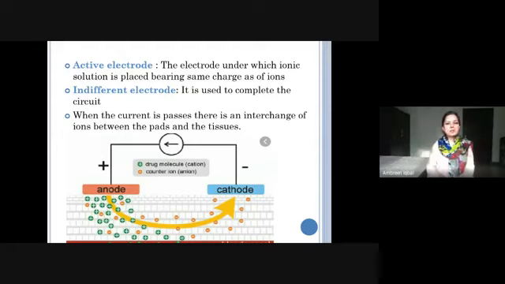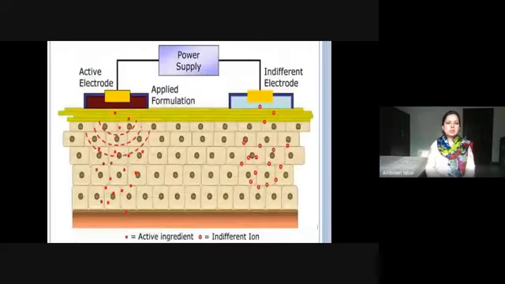So when the current is passed, there is an interchange of ions between the pad and the tissues. This is again a picture just to show you. This one is your active electrode. You are going to place the same kind of charges under the electrode, and this one is your indifferent electrode, the one that is opposite in polarity, and it is going to complete the circuit.